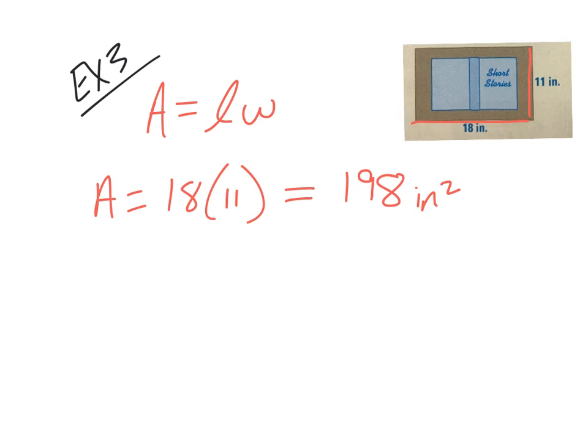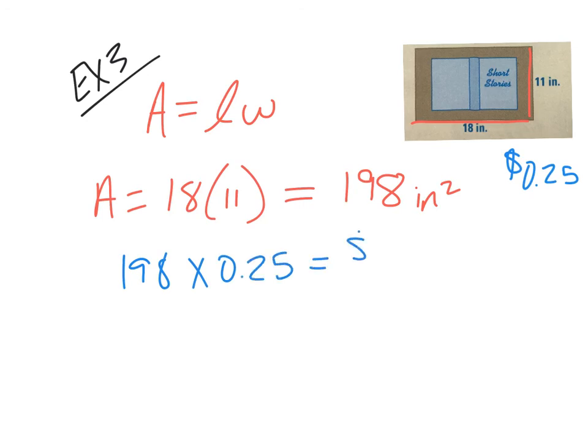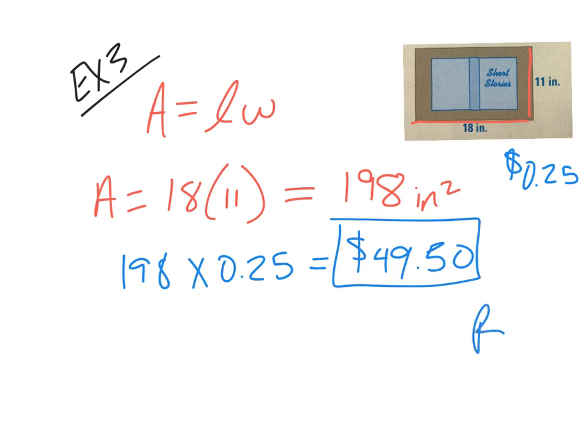So now we know that the cost is what per square inch? It told us right at the beginning. 25 cents. 25 cents per square inch. So we're going to take 198 times 0.25 and get what? 49.5. So make that money. $49.50. So the cost of the leather to cover this book is $49.50. So in this case, there was a multiple choice question, so you would choose B.